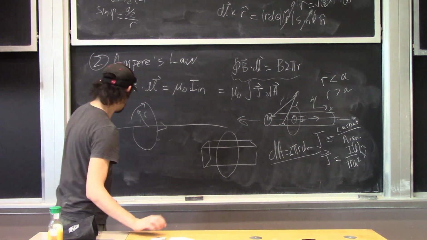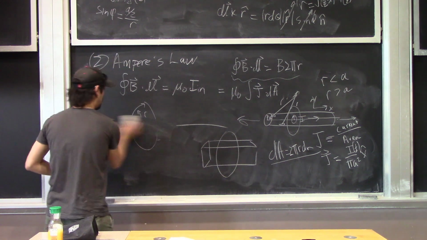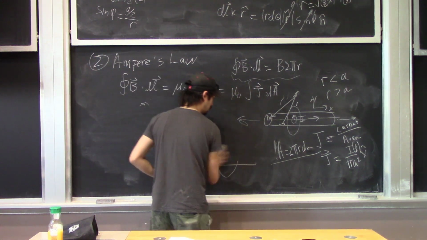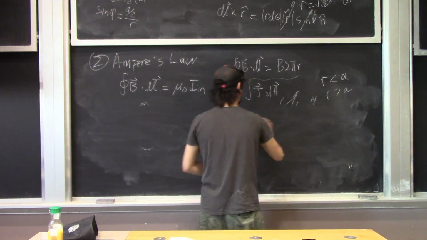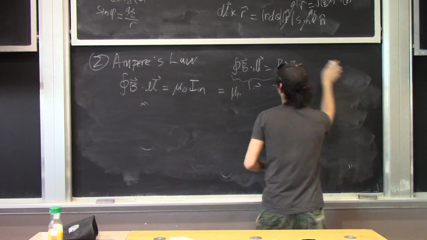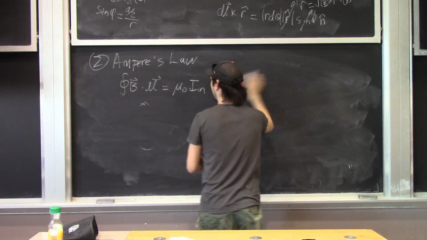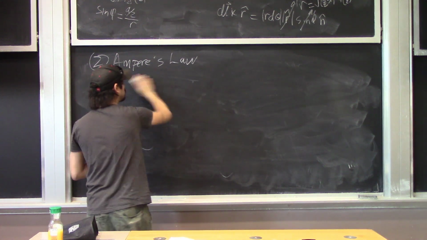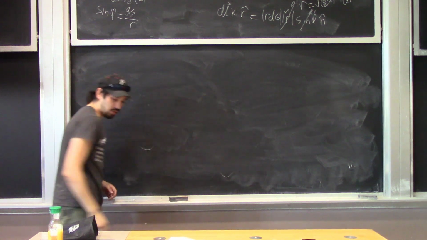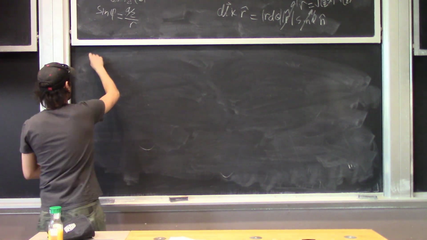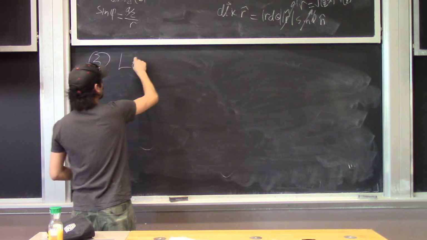Okay. So the next equation that we had was the Lorentz Force Law. What the Lorentz Force Law allowed us to do was to calculate the force acting on a charge due to an electric or a magnetic field. So Lorentz Force Law, so this would be 3.